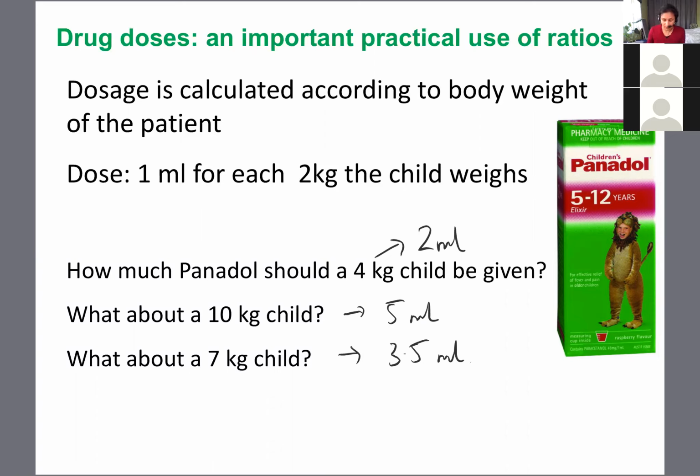You're thinking about keeping this proportion the same. So for every 2 kilograms of body weight, you need to give the child 1 mil. So you're really thinking how many lots of 2 kilograms are there in a 10 kilogram child? That's how many mils of Panadol I need.